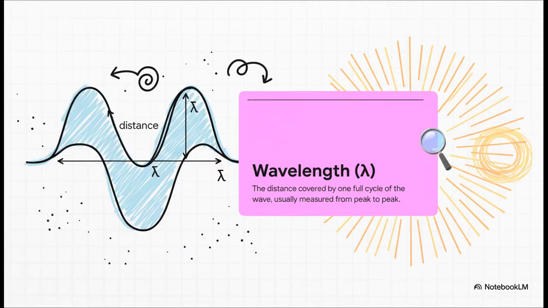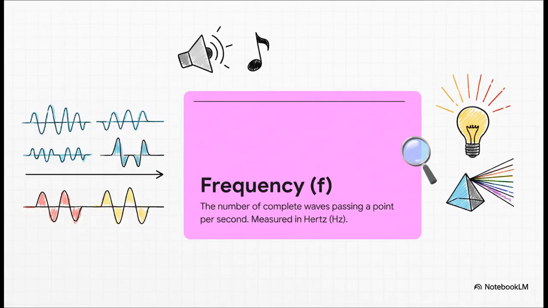Next, we've got wavelength, which scientists represent with that Greek letter lambda. And it is exactly what it sounds like. It's the physical length of one complete wave. The easiest way to picture it is the distance from the top of one peak to the top of the very next one.